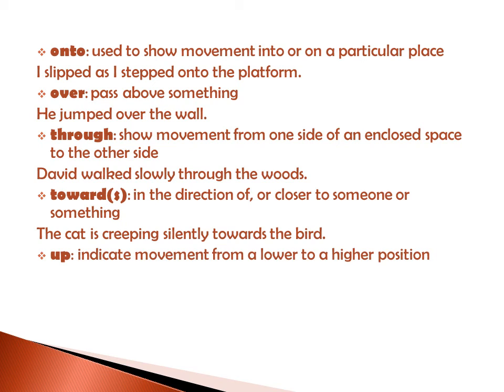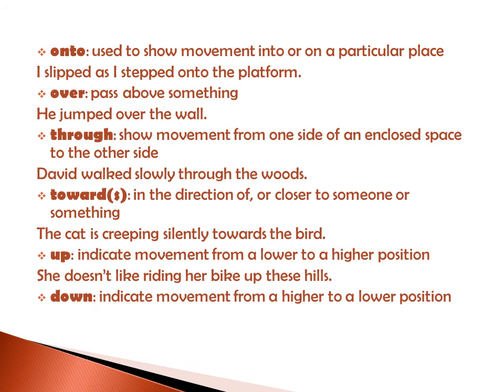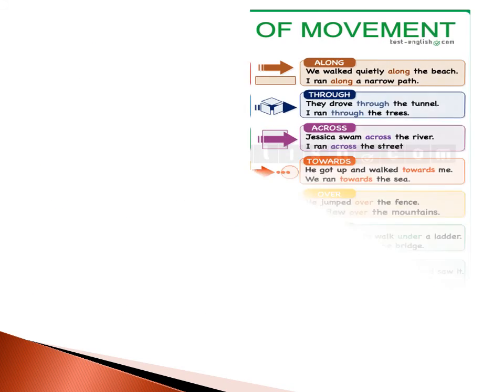Up: indicate movement from a lower to a higher position. She doesn't like riding her bike up these hills. Down: indicate movement from a higher to a lower position. It's easier to run down the hill than go up.